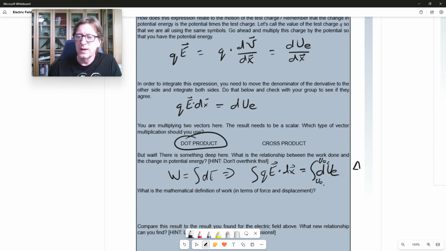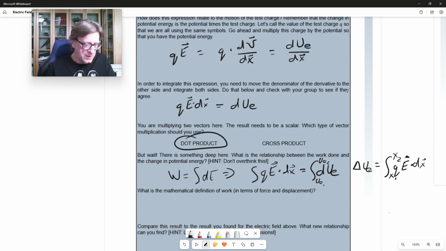So I now know that delta UE is going to be equal to the integral from x1 to x2 of QE, which is a vector for now, dotted into dx, just like that. All right, so the next part here asks, what is the mathematical definition of work? If you don't remember that, go back through your notes from your mechanics classes. So we want it in terms of force and displacement. So we know that W is the integral of the force dotted into that displacement, just like that.